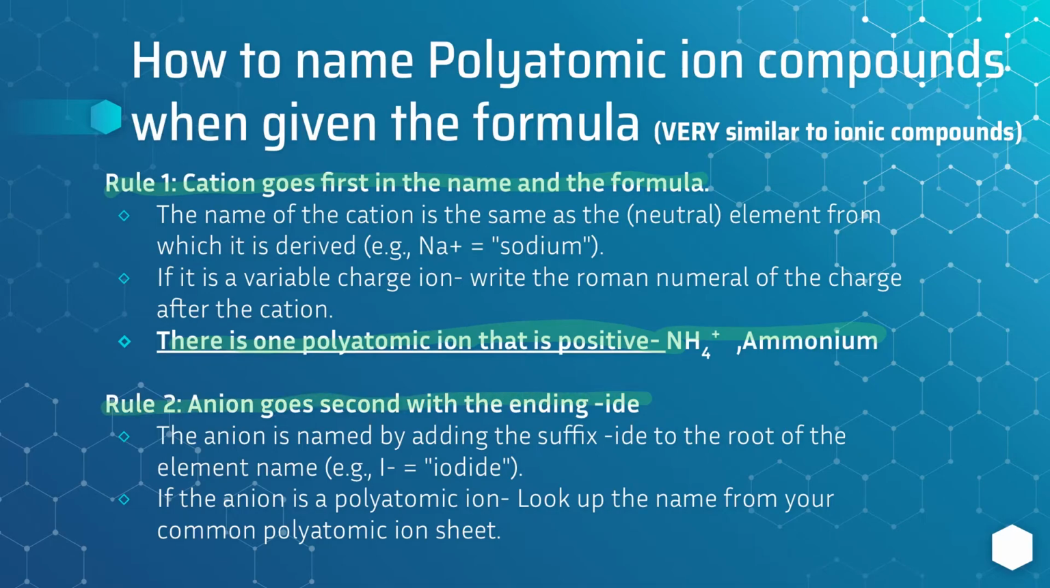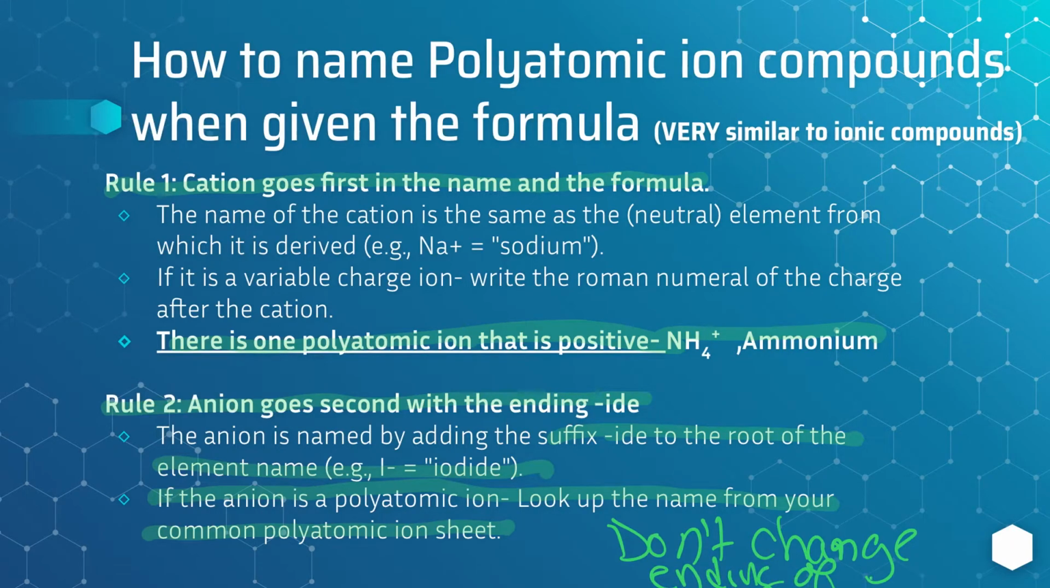Rule 2 is anion goes second with the ending IDE. The anion is named by adding the suffix "ide" to the root of the element name. If the anion, though, is a polyatomic ion, you look up the name from your common polyatomic ion sheet, and you don't change the ending of the polyatomic. So if it's sulfate, you leave it as sulfate.